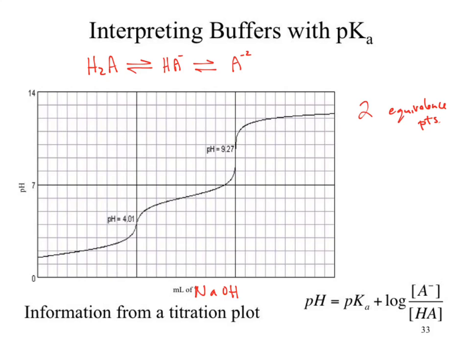pKa1, the equilibrium for that first step. pKa2, the equilibrium for that second step. Where can you find that information off your curve? Where are the equivalence points? Where's the other term? You may vaguely remember from 152, those of you that had it, the equivalence point is pretty meaningless. It's not the equivalence point, it's the half equivalence point. Where are the half equivalence points on the curve? What's important about the half equivalence point?